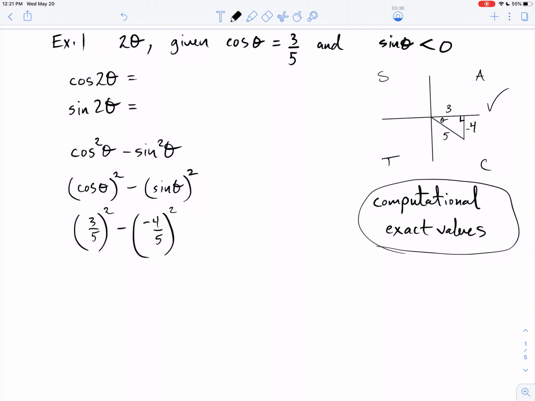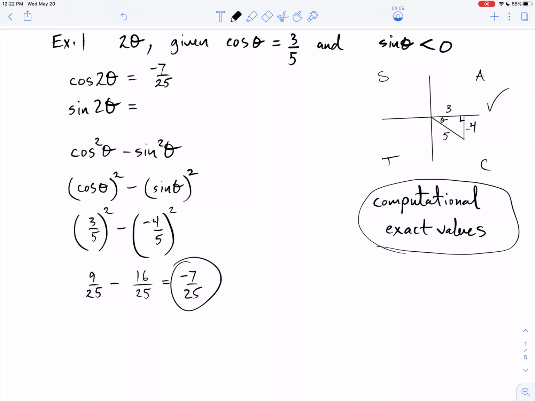So here we go. 3/5 squared just means 3/5 times itself. I get 9/25. Minus, well, -4/5 squared means -4 times itself on the top. That's 16. 5 squared on the bottom. That's 25. 9 take away 16 is -7/25. So what did I do? I found this first answer. I told them the answer to this.